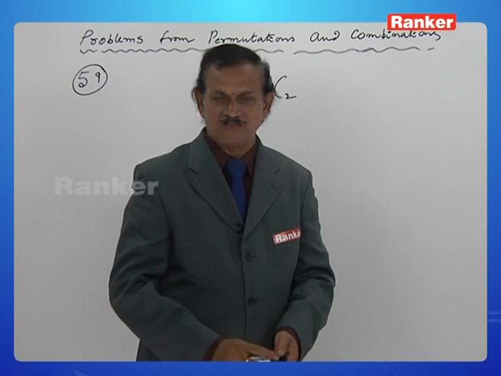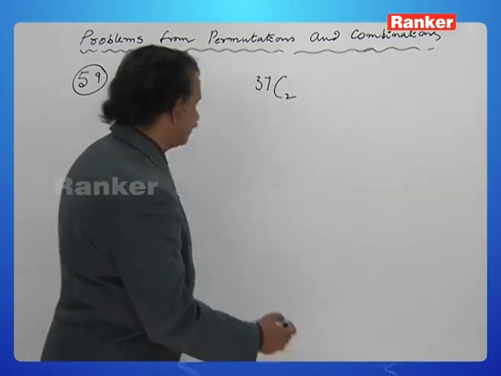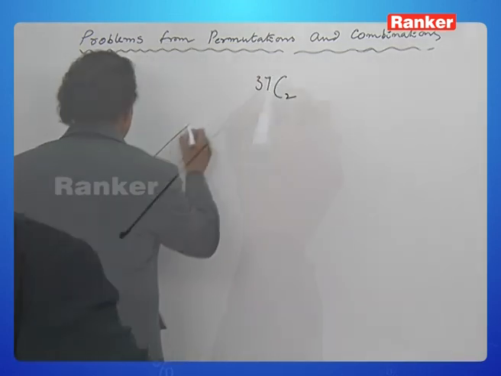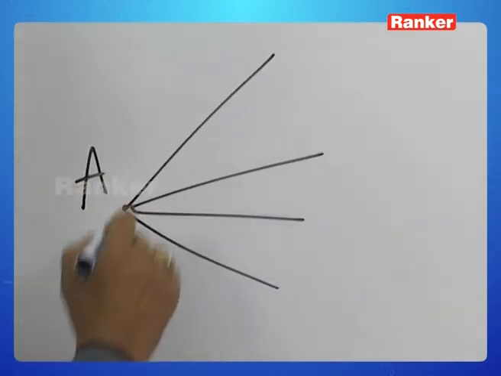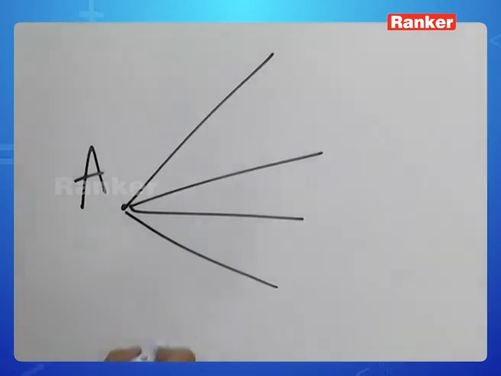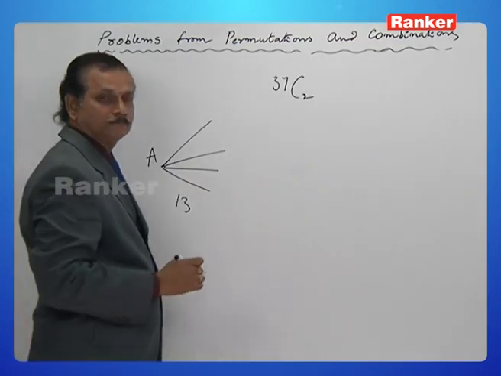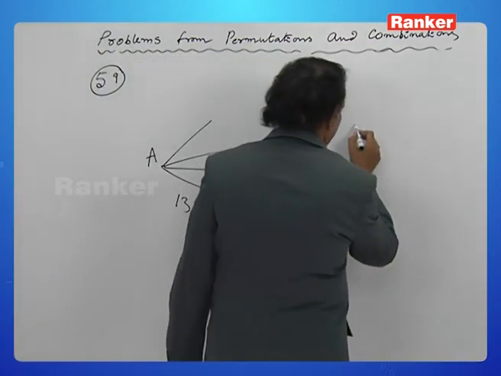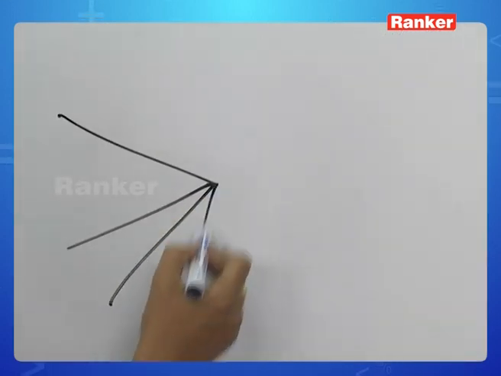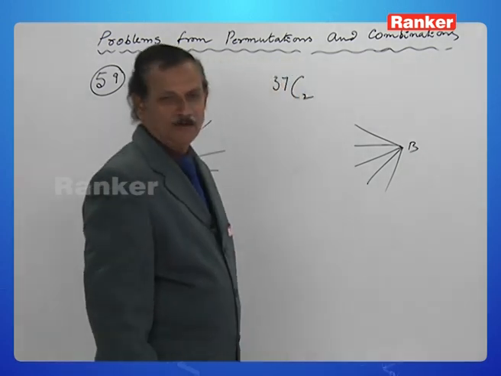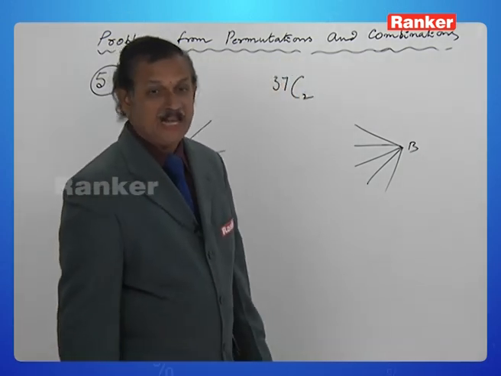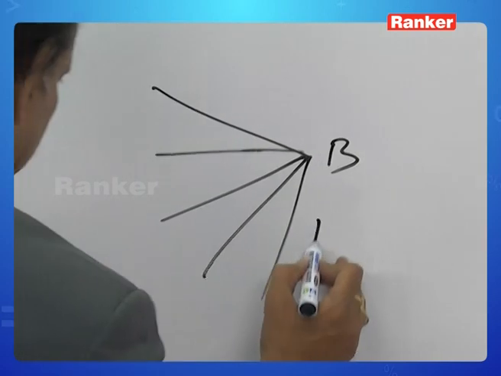There are so many restrictions. There are 2 fixed points, A and B. Passing through A, how many lines are there? Some 13 lines pass through A. And there is another fixed point, say B. Through B, how many lines are there? 11 pass through this point B.